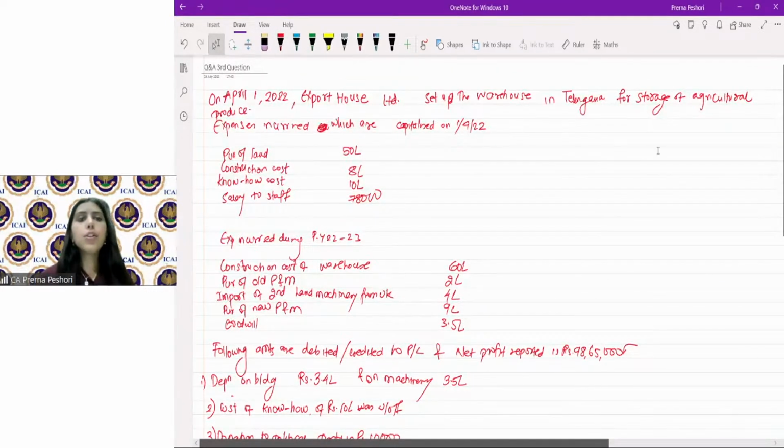On April 1, 2022, Export House set up the warehouse in Telangana for storage of agricultural produce. Now this is allowed under 35AD. Once you know it's a specified business, you have to identify from the nature of the business activities mentioned which type of asset, which type of specific deduction we are talking about. Under 35AD, setting up and operating warehousing facilities for storing agricultural produce is allowable. The expenditure on that is allowable as deduction under 35AD.